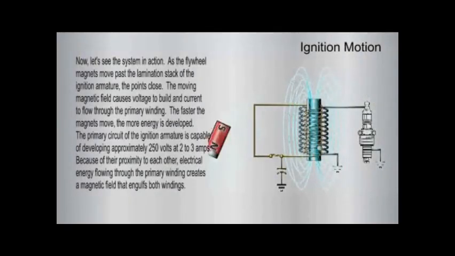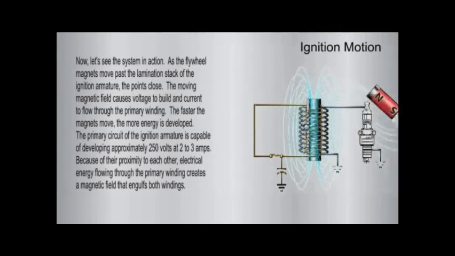Now let's see the system in action. As the flywheel magnets move past the lamination stack of the ignition armature, the points close. The moving magnetic field causes voltage to build and current to flow through the primary winding. The faster the magnets move, the more energy is developed. The primary circuit of the ignition armature is capable of developing approximately 250 volts at 2 to 3 amps.